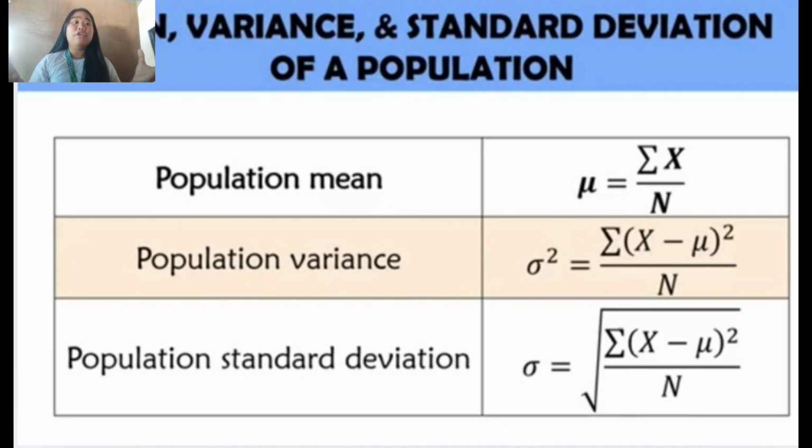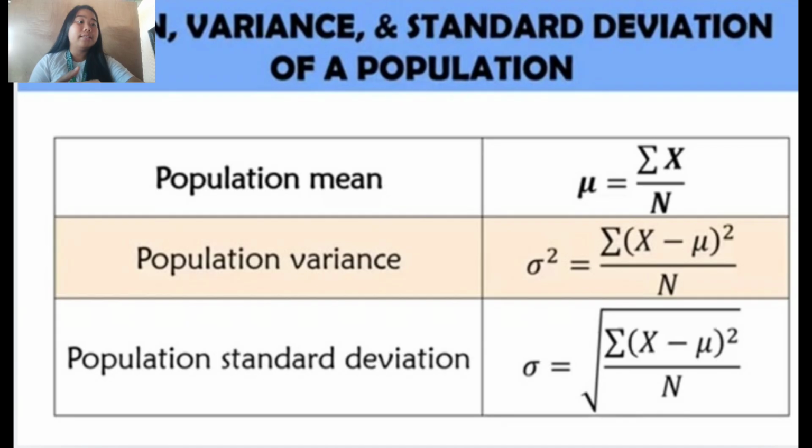So now, let's look at the formulas for the mean, variance, and standard deviation of a population. The population mean is mu equals the summation of x over big N. The population variance is sigma squared equals the summation of the quantity x minus mu squared over big N. And the population standard deviation is sigma equals the square root of the summation of x minus mu squared over big N. These are the formulas.